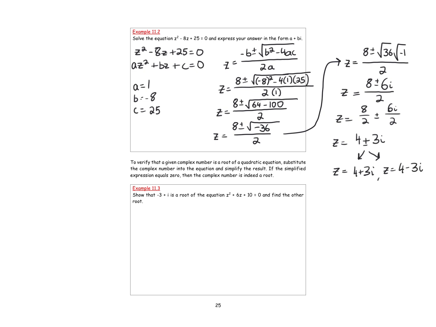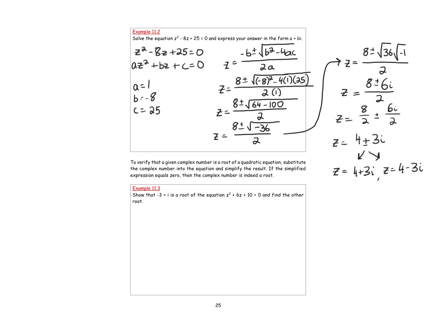Another type of question they can ask you to do with a complex number and a quadratic equation is to verify that a complex number is a root of the quadratic equation. When asked to do that, all you have to do is substitute the complex number into the equation and simplify the result. If the simplified expression equals 0, then the complex number is indeed a root.